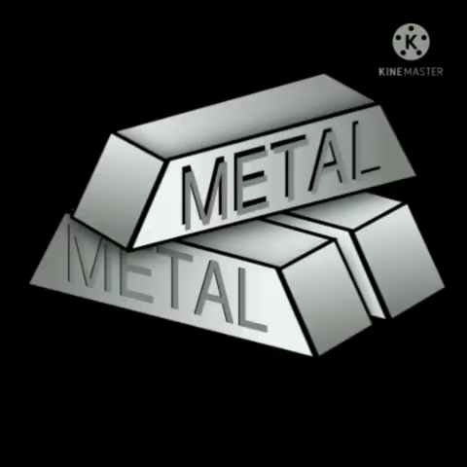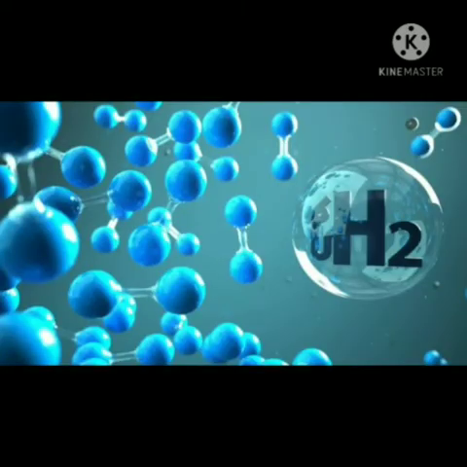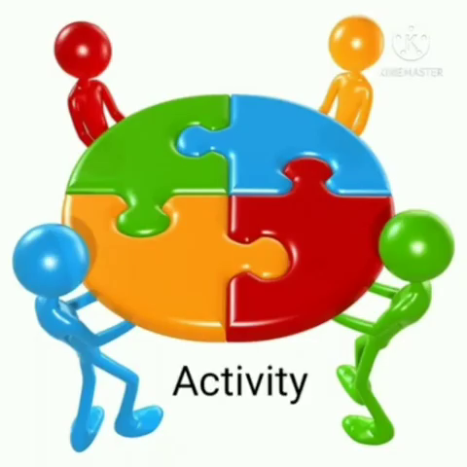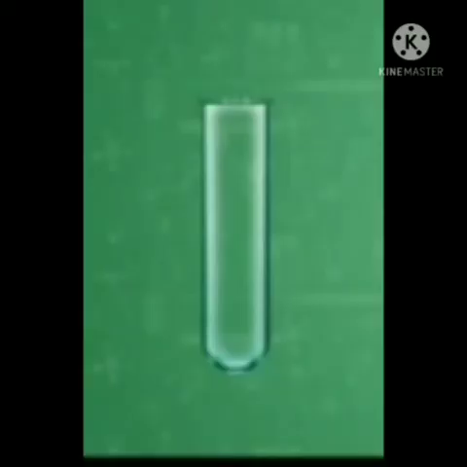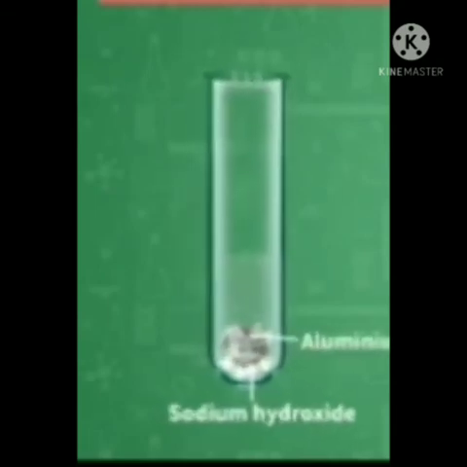Metals react with bases to form their respective salts and hydrogen gas. Let us perform an activity. Take a test tube and drop 3/4 pellets of sodium hydroxide, that is a base. Add some water and now we have to prepare a fresh solution of sodium hydroxide. Drop a piece of aluminium foil to the solution.